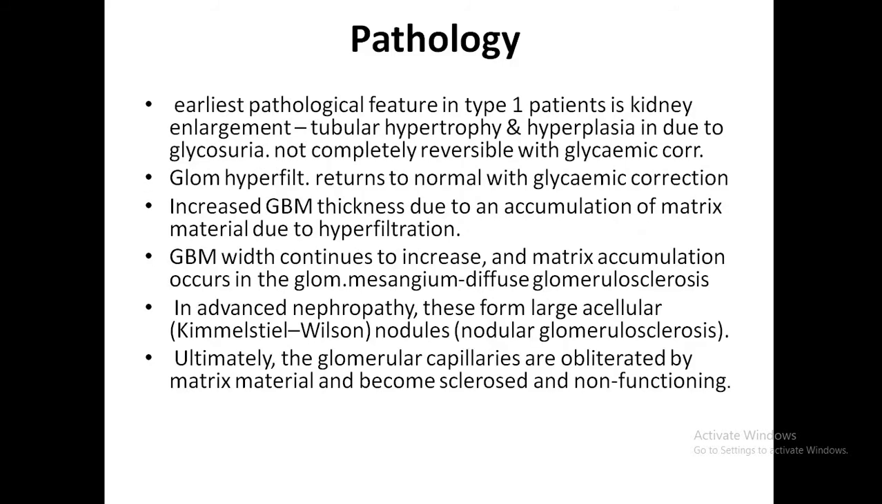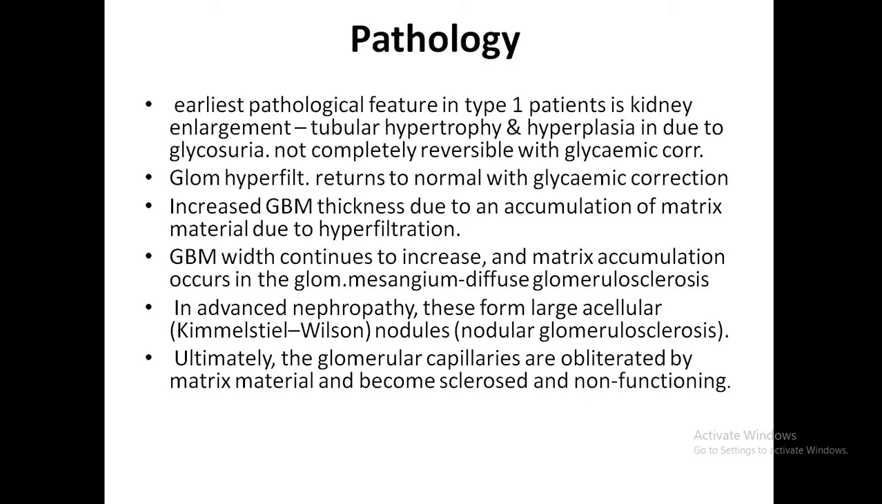Pathology: the earliest feature is kidney enlargement. The mechanisms are tubular hypertrophy and hyperplasia due to glycosuria. It is not completely reversible with glycemic correction. Glomerular hyperfiltration returns to normal if glycemic correction is done, but not tubular hypertrophy and hyperplasia.